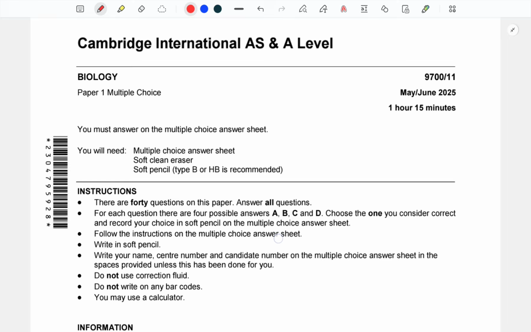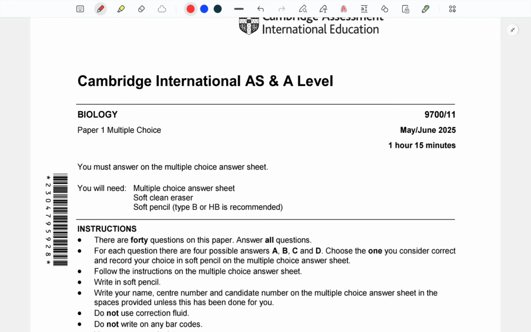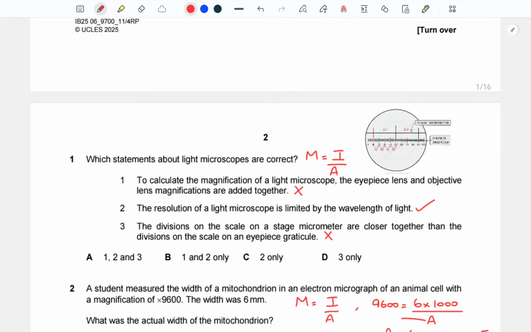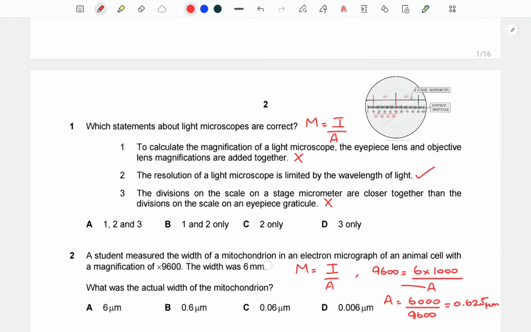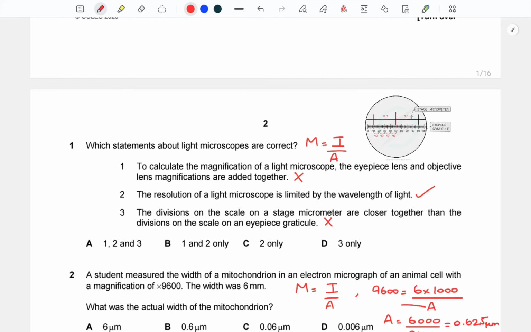Today we're going to do 9700 paper 1-1 Major 2025. Question 1: which statements about light microscopes are correct? To calculate the magnification of a light microscope, the eyepiece lens and the objective lens magnifications are added together. This is wrong. To find the magnification, use the formula: magnification is equal to image size over actual size.